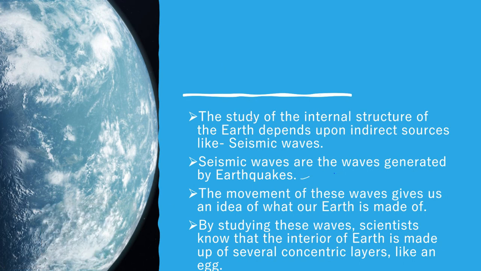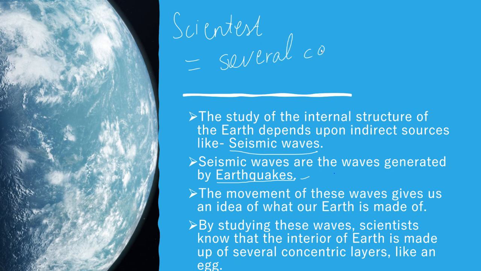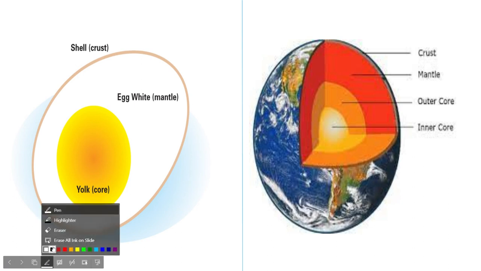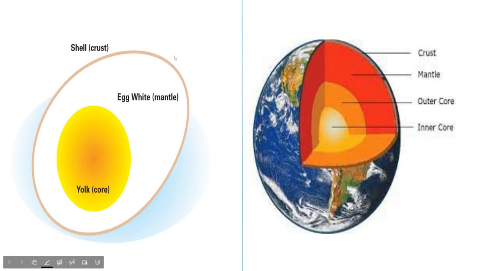The study of the internal structure of earth depends upon indirect sources such as seismic waves. Seismic waves are generated by earthquakes. Scientists have discovered that Earth is made up of several concentric layers, like an egg. You can take an example of an egg or onion for this. I have given you an example of an egg over here.